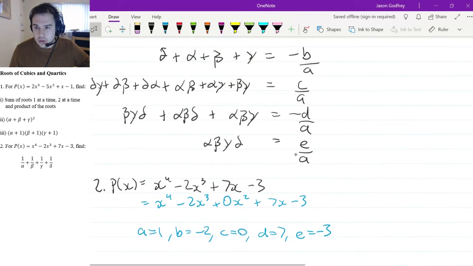Right, so if you wanted to find the sum of the roots 1 at a time, you'd do alpha plus beta plus gamma plus delta. All 4 of them would add up to negative b on a, negative negative 2 on 1, which would be 2. And so you could find the sum of the roots 1 at a time, 2 at a time, 3 at a time, or the product of the roots.